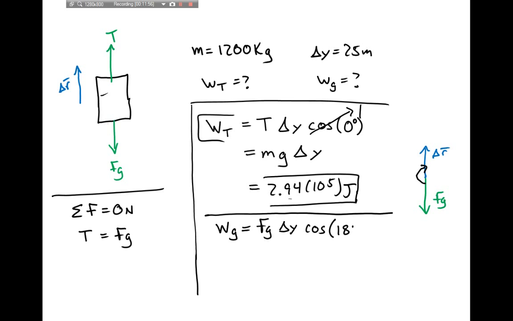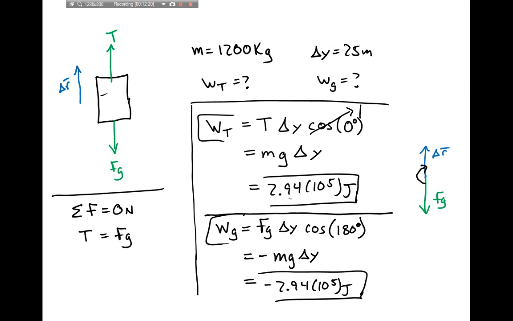So we have cosine of 180 degrees. And it turns out the cosine of 180 is minus 1. So this is going to be minus mg delta y. Notice that that's just minus the work that's done by the tension. So this will be minus 2.94 times 10 to the 5th joules. Again, notice that the work is going to be negative.